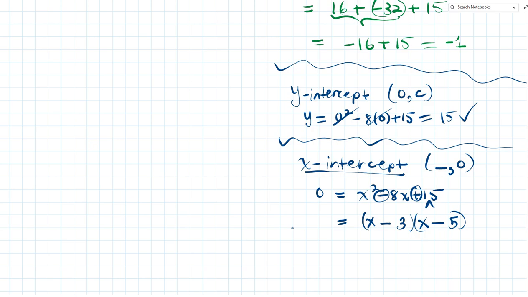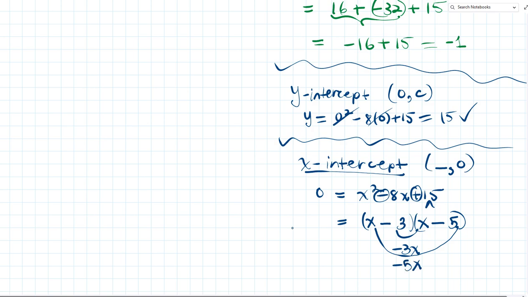You could either FOIL the whole thing out, or sometimes just do a check on the two inner parts. The negative 3 times x gives negative 3x. Sometimes we call this little smile, big smile, where you're just checking the outers and the inners and how those would come together to give us negative 8x like the middle term has there. So I'm feeling pretty confident that that is the correct factorization.